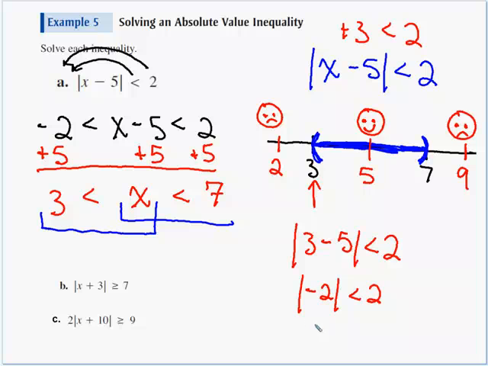The bars do their job. It turns the negative 2 into a positive. Is 2 less than 2? No, not at all. So here the endpoints are not part of the solution.